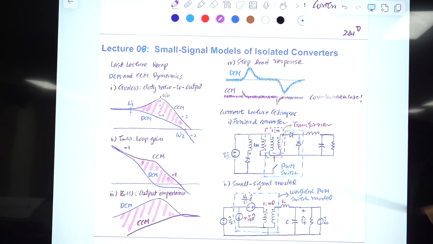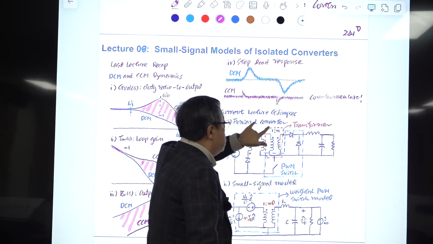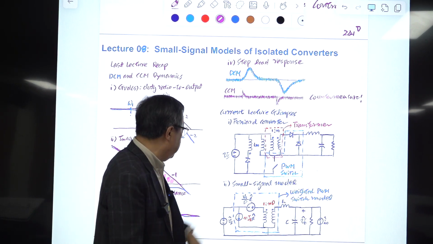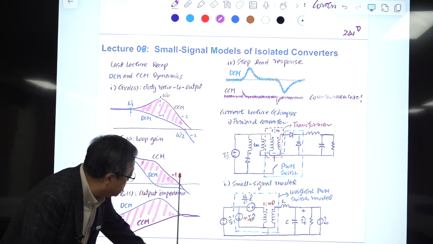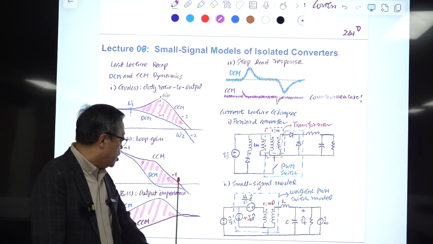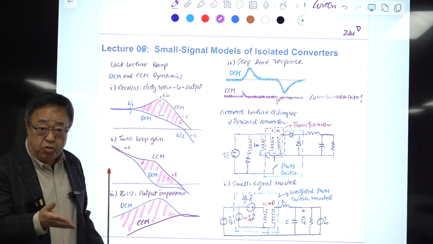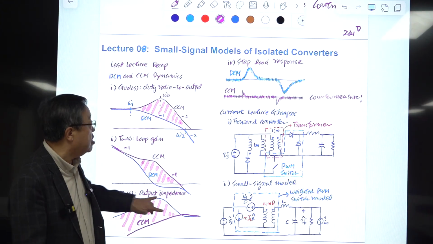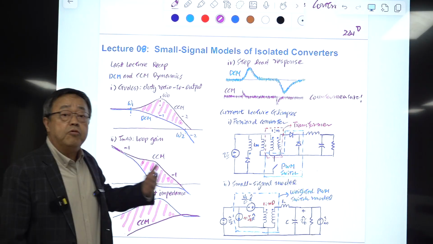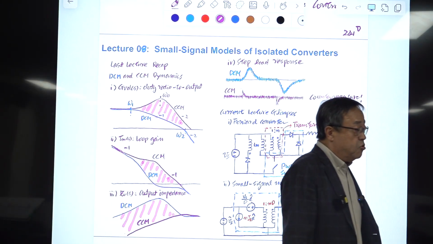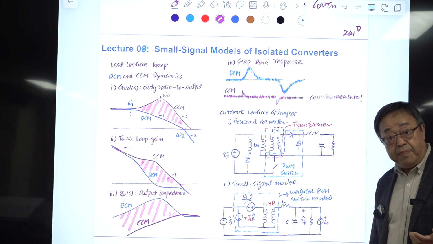All right, and this time constant is very slow compared to the CCM counterpart, because the double pole is located here, and previously for the CCM case, the pole was here, and this is much lower in frequency and shows the slow response, and the larger value of this will show larger overshoot and undershoot. Okay, so this can be a problem when the converter is operating in DCM, all right?